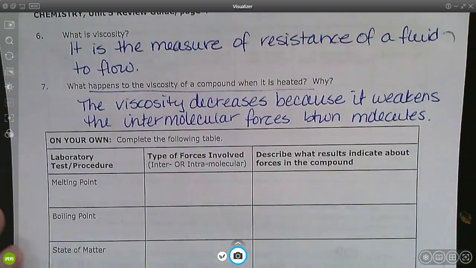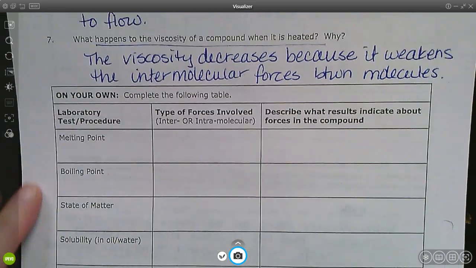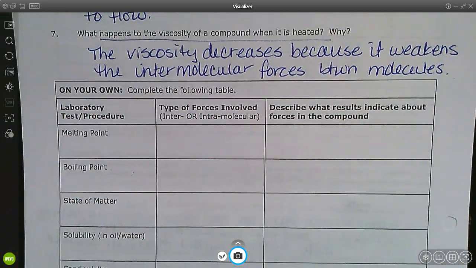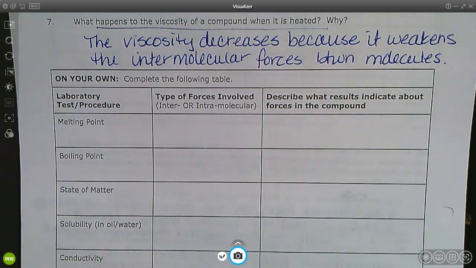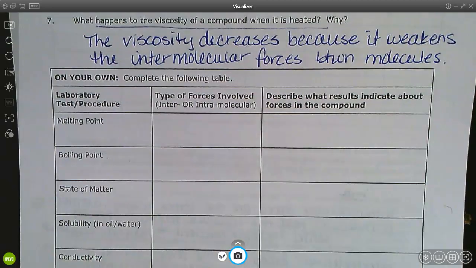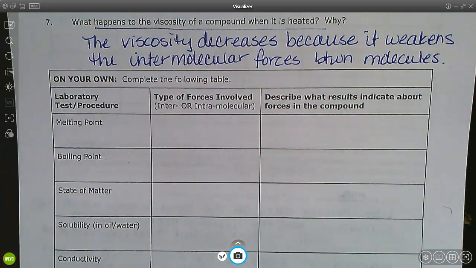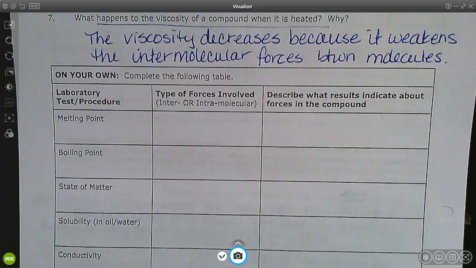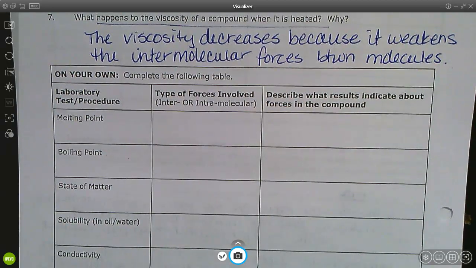So on your own, complete the next two tables. The first one gives you all these different types of tests, what forces are involved, could be inter or intra or a little bit of both. Tell what the results are. For example, if you have a very low melting point, that would probably indicate a nonpolar covalent, whereas a very high melting point would be more likely to be ionic.